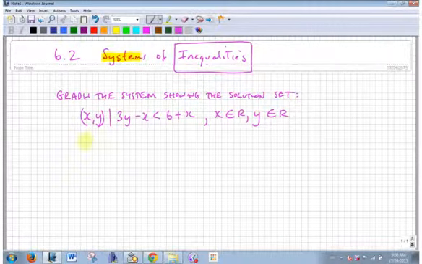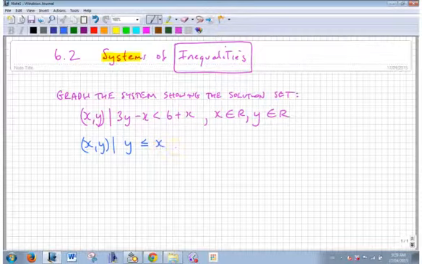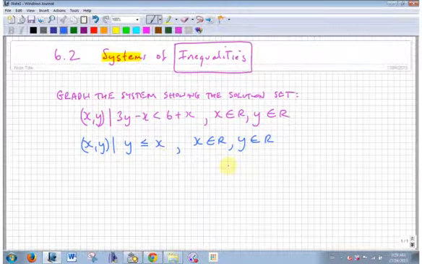Now, I got another one. Let's use a different color. If you got a different color, use it. It's easier to figure out which one's which. y is less than or equal to x, where x is all real, and y belongs to the set of all real numbers. That's what that thing says, right?